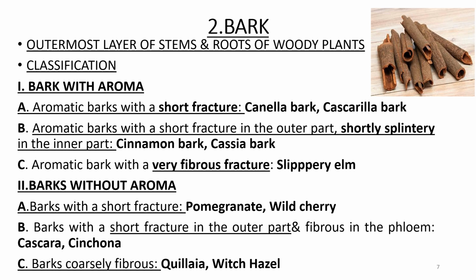Next is bark without aroma, that is no odor. That is bark with a short fracture. Examples are pomegranate and wild cherry. Then bark with a short fracture in the outer part and fibrous in the phloem region, that is cascara and cinchona bark. Then bark with a coarsely fibrous fracture, that is frangula and witch hazel.